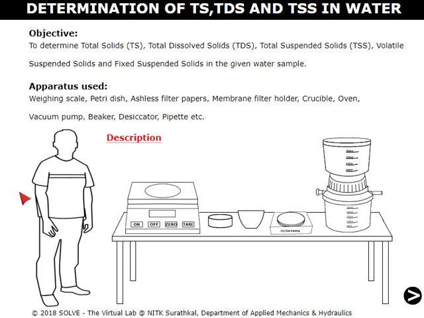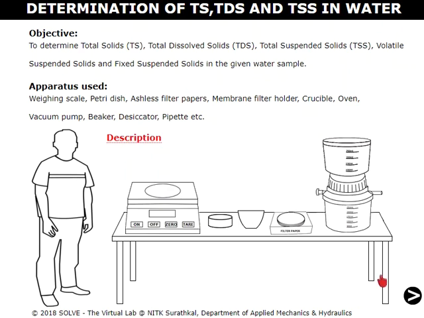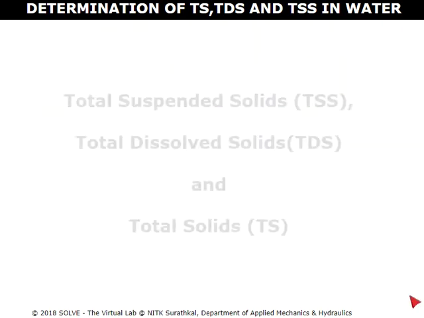The objective of this simulation is to determine total solids, total dissolved solids, total suspended solids, volatile suspended solids, and fixed suspended solids of the given water sample. The setup used for this simulation is shown here. To understand the term, click on the description highlighted in red. Throughout the simulation, to proceed to the next step, click on the arrow shown below.